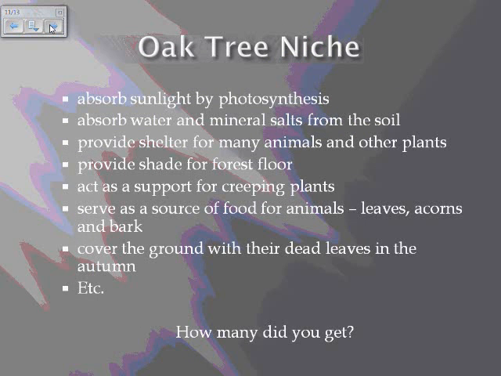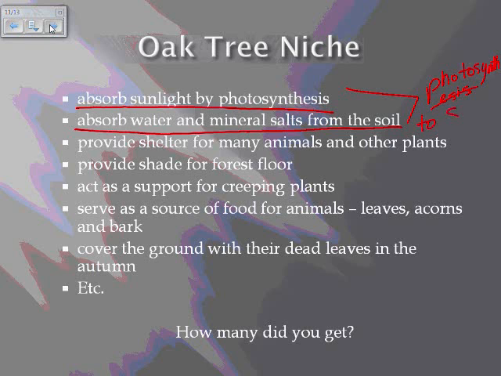And knowing that there's quite a few, right? An oak tree has the job of absorbing sunlight, and the reason it needs to absorb that sunlight and absorb the water and minerals from the soil, all right, is for photosynthesis, to start the food web, right? To really get things going.